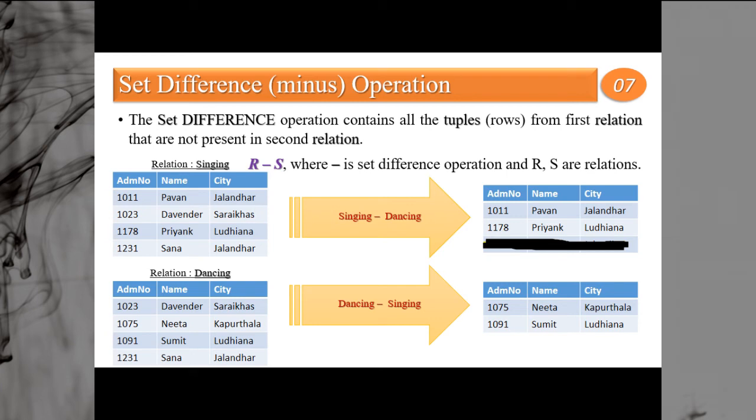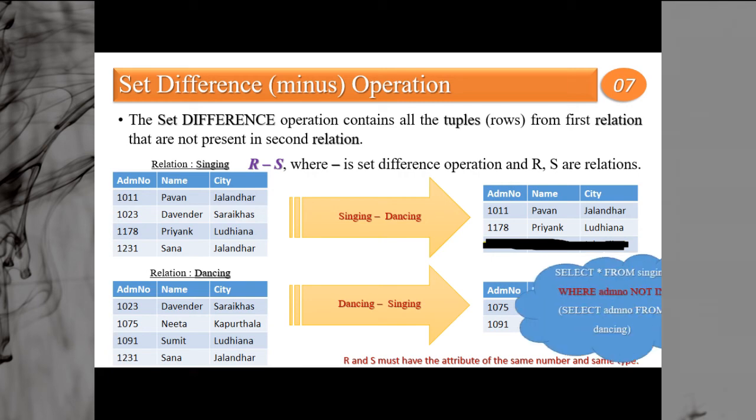Singing minus dancing and dancing minus singing both have different results. So you can say singing minus dancing is not equal to dancing minus singing. Unlike normal mathematics, where A minus B is B minus A with only the sign changed, that is not the case here. Here the entire set is changed. R and S must have the same number and same type of attributes. So with union, intersection and difference, the two relations in consideration should be identical in all senses.